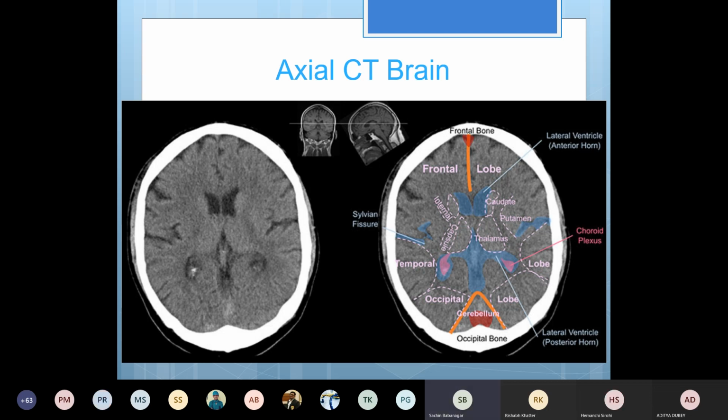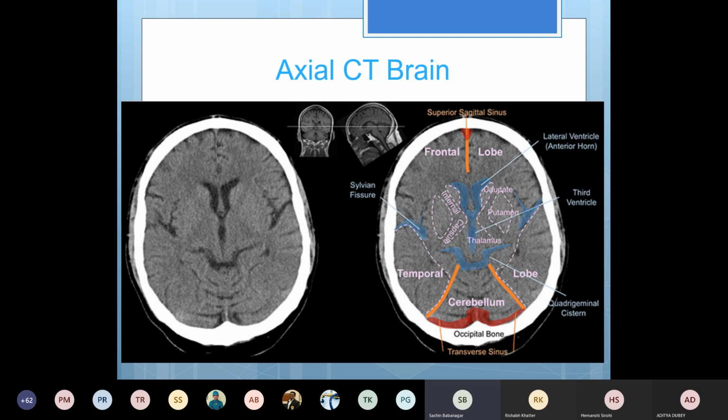So you have the posterior or occipital horn. And this is the temporal lobe, this area, and this is the Sylvian fissure. Here you can see very well the caudate nucleus just adjacent to the frontal horn of the lateral ventricle, and you have the third ventricle, and this is the quadrigeminal cistern.